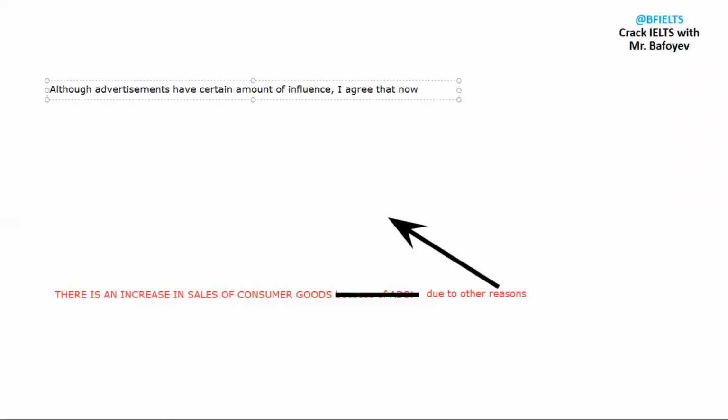now people buy things, or I agree that now there is increase, or instead of increase this time we can use the word growth in sales of consumer goods due to other reasons as well, right?